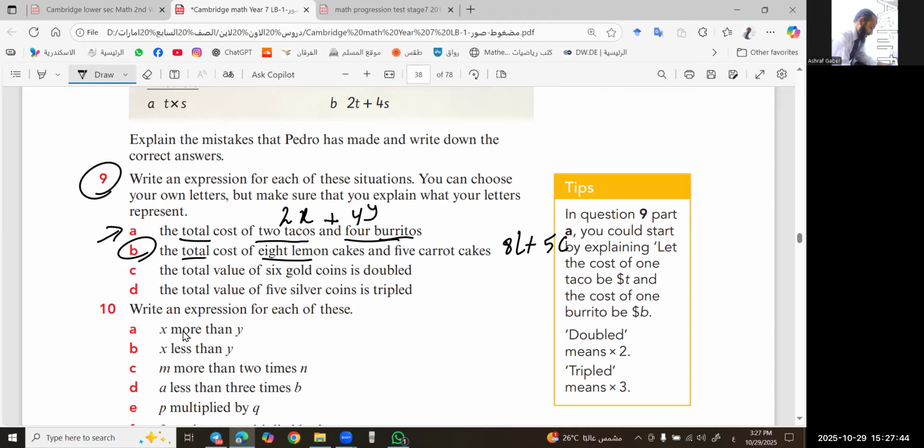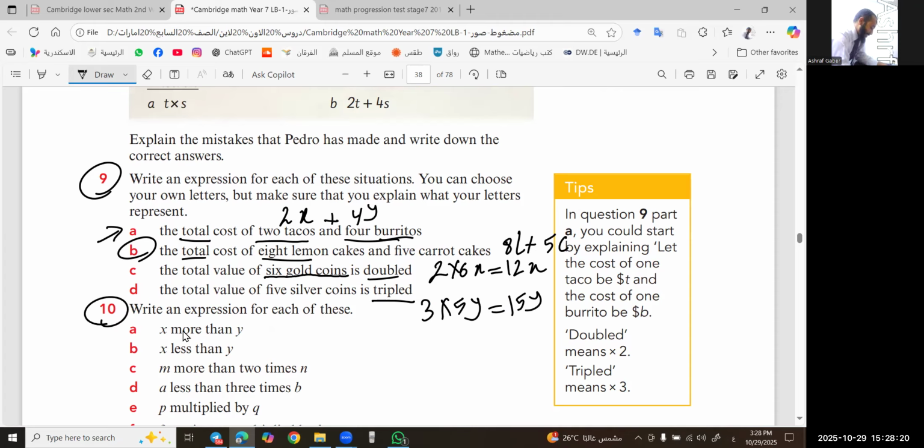In exercise number C, I solve it. The total value of 6 gold coins is doubled. First, 6 gold coins is what? Is 6x. Doubled means what? Times 2. So 2 times 6x equals what? Equals 12x. Okay? The total value of 5 silver coins is trebled. Trebled means times 3. 5 silver, so we can write 5y. Multiplied by 3, so 3 times 5y equals 15y. Okay?